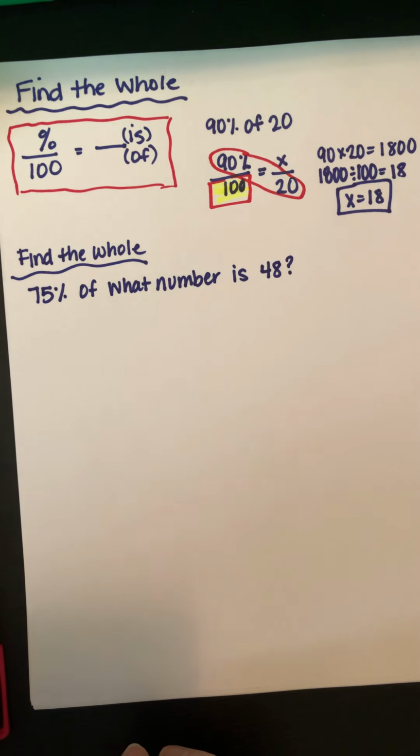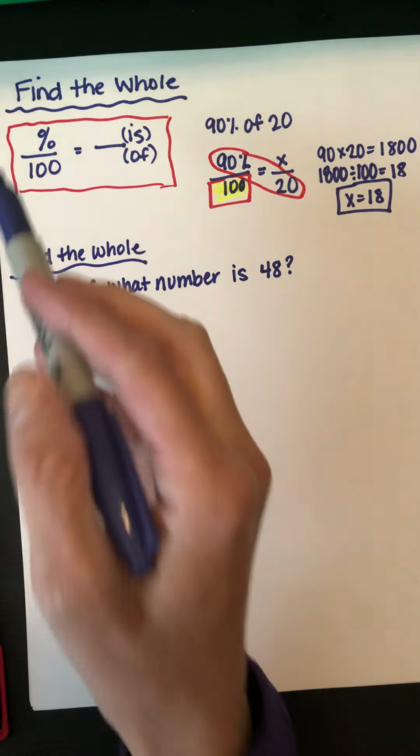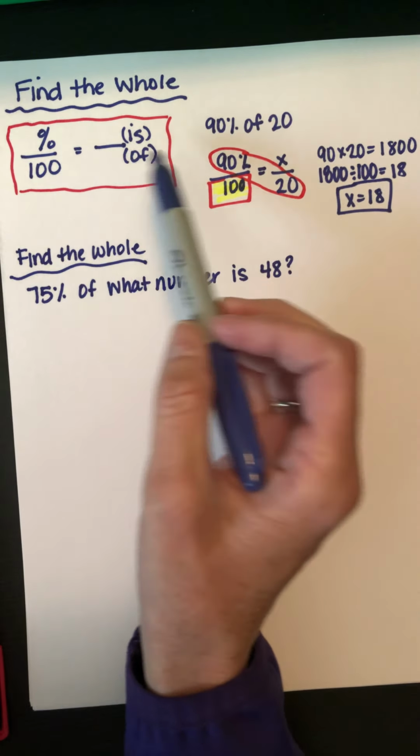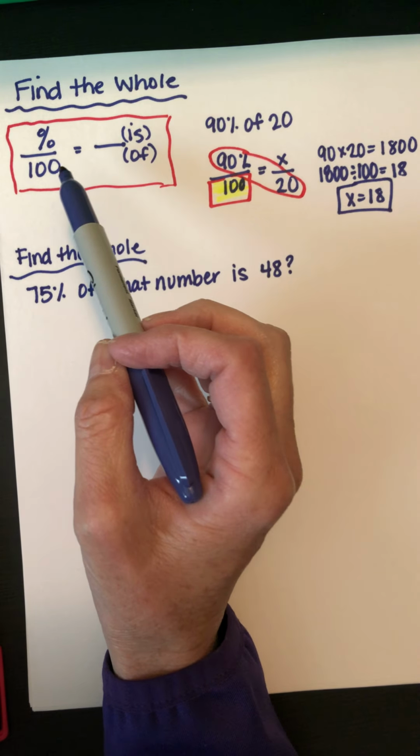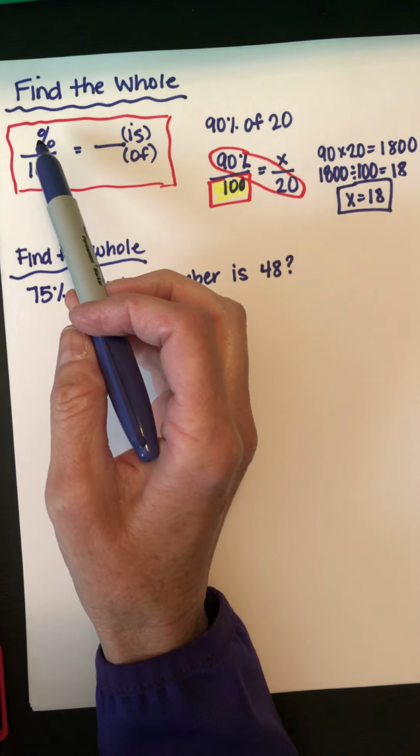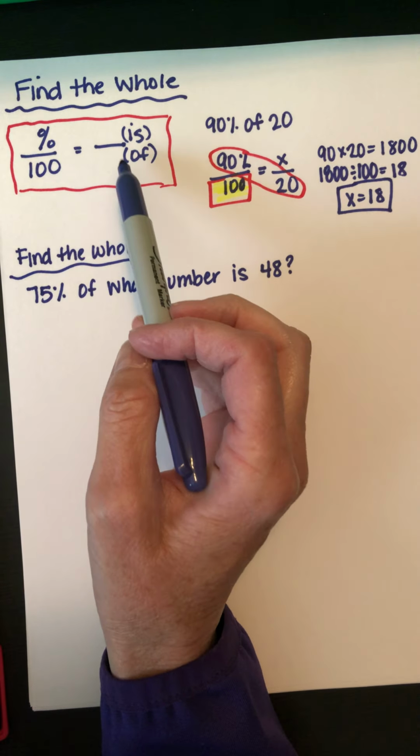Okay, so please make sure that you title the next page in your math journal and your math notebook, and in your table of contents, "Find the Whole." So the first part that I'm going to talk about, we don't need to write down. We're just recapping from last week. I gave you the formula percent over 100 equals is over of.